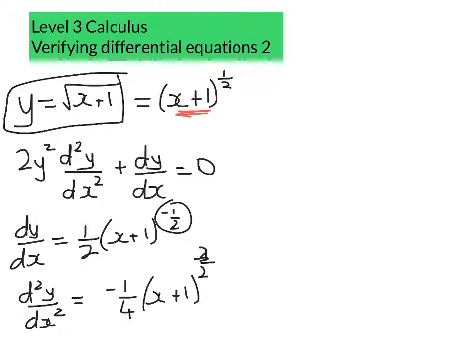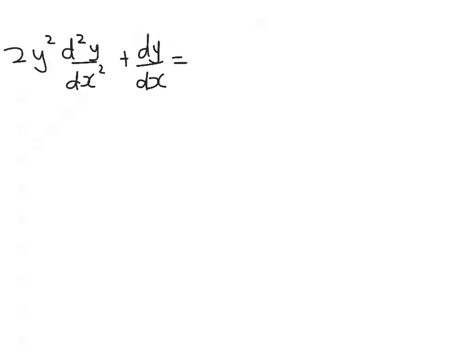Next thing I'm going to do is substitute those into my differential equation here. I'll start on the left and work through to the right. So we'll do that on the next slide. Alright, so first thing we'll do is we write out what we want to substitute into. 2y squared d squared y by dx squared, and so on. And now we start substituting.